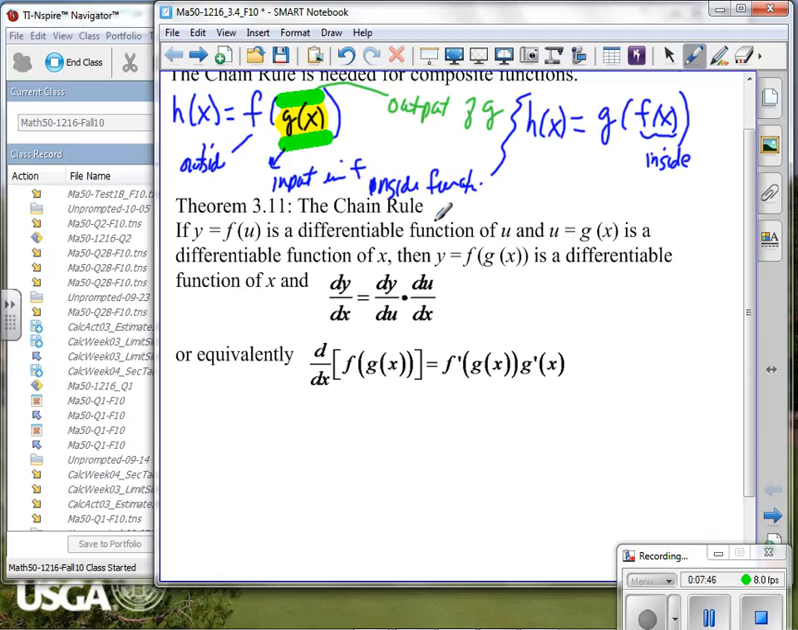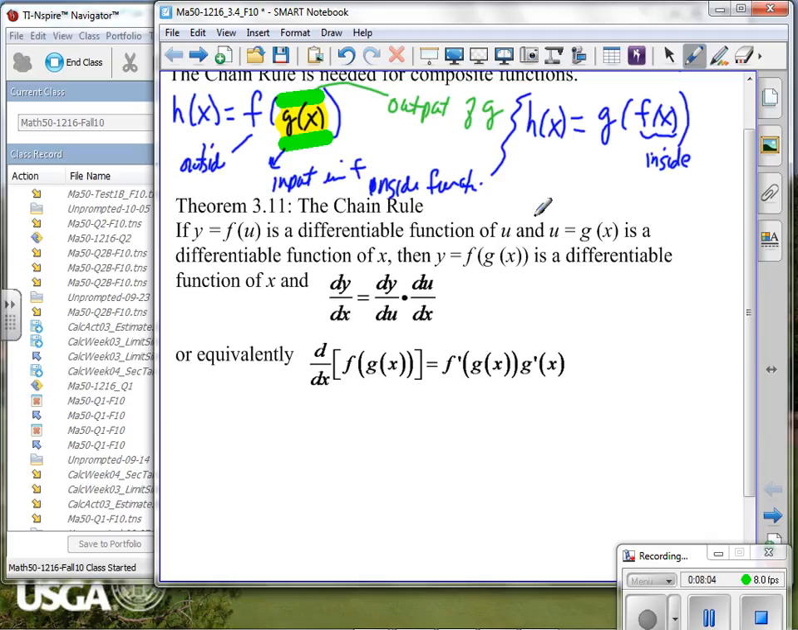So what does it mean to be differentiable? Eric, go ahead and take a stab at that. The fact that it's differentiable means? Absolutely. You can take a derivative. The derivative exists for it.